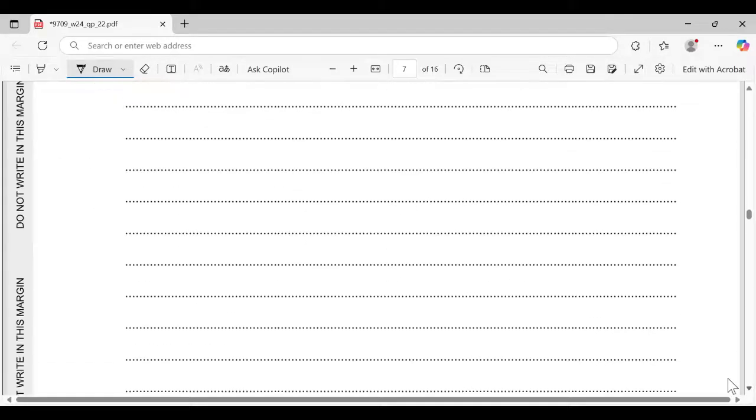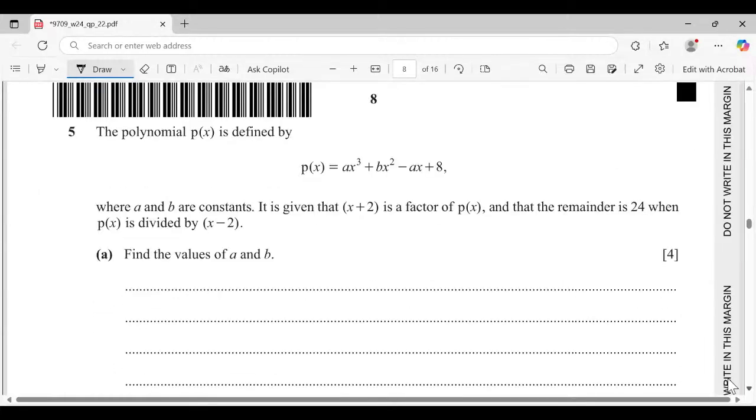Number 5. The polynomial P(x) is defined by this expression, where a and b are constants. It is given that x plus 2 is a factor of P(x), and the remainder is 24 when P(x) is divided by x minus 2. Find the values of a and b.